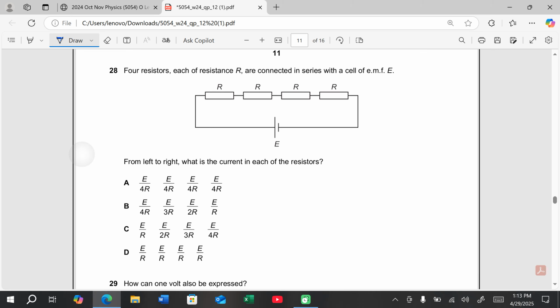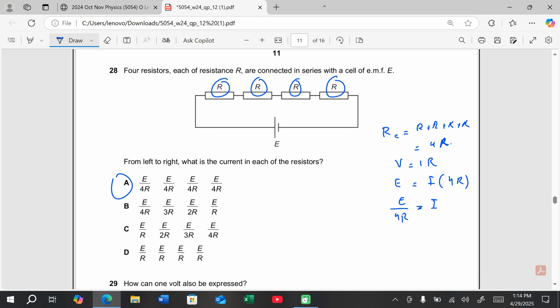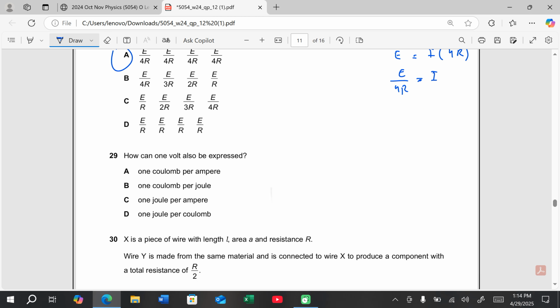So next, question number 28. It says what is the current in each of the resistors. That's easy. Let's find the combined resistance. The combined resistance is R plus R plus R plus R, that is 4R. Now V equals IR. I need to find the current. V is E, resistance is 4R, so E over 4R is the current. Since the current is the same in all resistors, because in series the current never divides, your answer is A. Let's move on to 29.